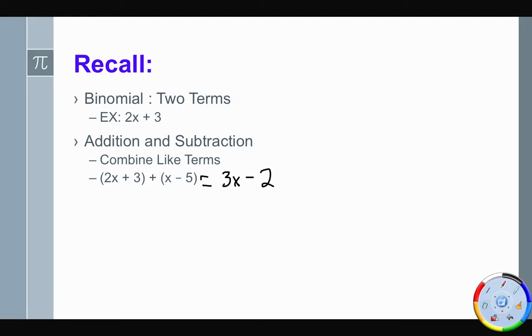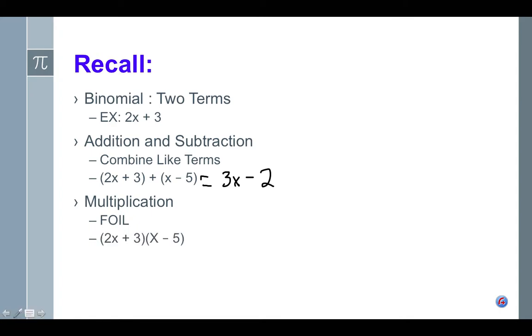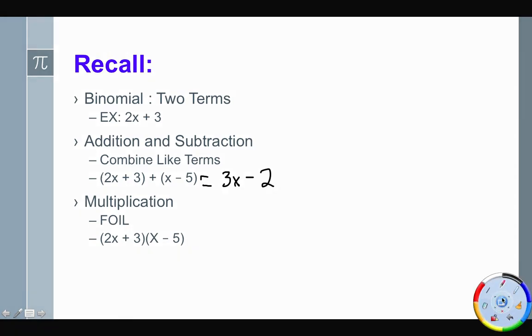Right? So combining using addition is not a challenging concept, and it's not that challenging in the world of radicals either. If you were to multiply two binomials together, that is the FOIL method. We call it just the FOIL method, as that's how to multiply. Taking 2x plus 3 times x minus 5, we might remember that when we multiply, we FOIL.